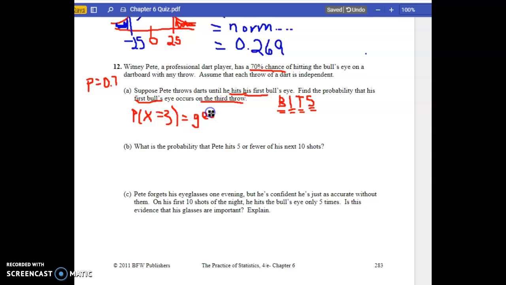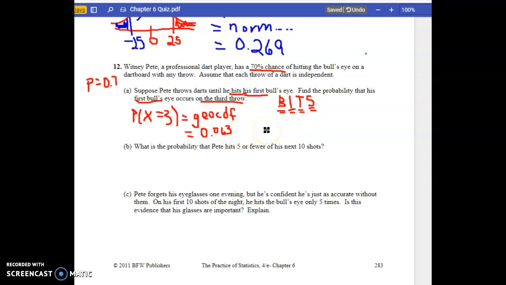So you would go to your calculator, do a geom CDF, type in the correct parameters. I think it asks you for P and success, or P and then X. And I think almost everybody got this. You should have got 0.063. Meaning about this situation, the probability of him hitting his first bullseye on the third throw is 0.063.